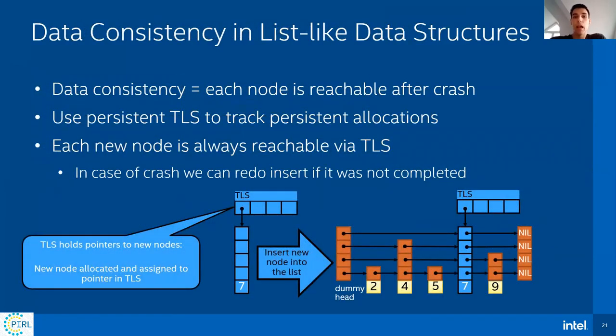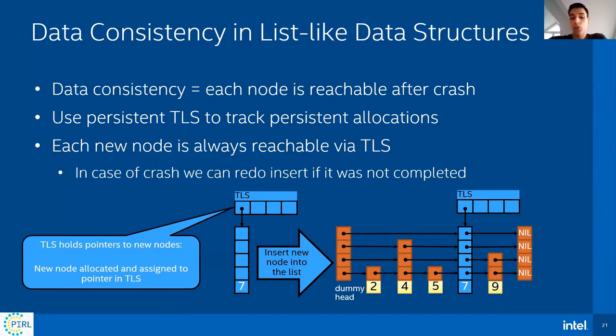Since we are using atomic write instructions for synchronization, we cannot use PMDK transactions to guarantee durability nor consistency. And in this case, consistency in particular means that if any node was seen by a reader before the crash, it should still be visible after the crash, even if it was not fully linked. So even if we only updated some of the previous pointers.